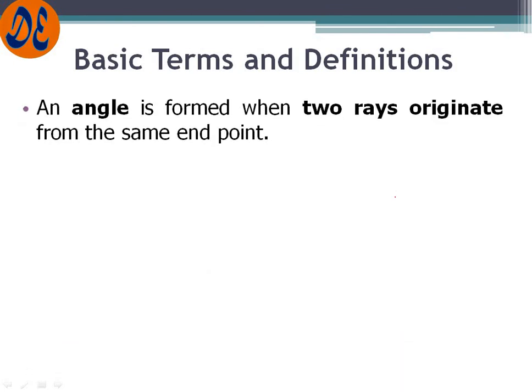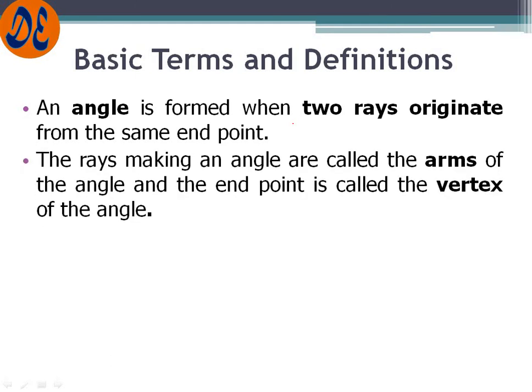Again, angle. What is an angle? We know an angle is formed when two rays originate from the same end point. That means the beginning point of the two rays is the same point, then the angle is formed. The rays that make an angle are called arms. When the two arms make an angle, both the rays are called arms. And the point where the two rays originate is called the vertex.